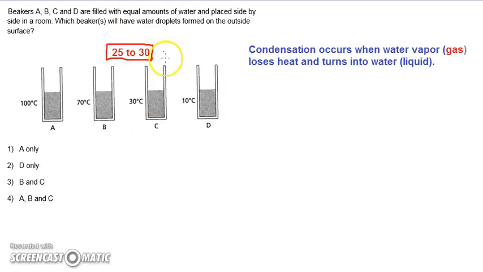Now from 25 to 30, there is a significant drop in temperature. The warmer water vapor in the surrounding air touches the cooler surface. So the water vapor will be losing heat. And when the water vapor loses heat, there will be condensation. And because of that, the answer is quite obvious.